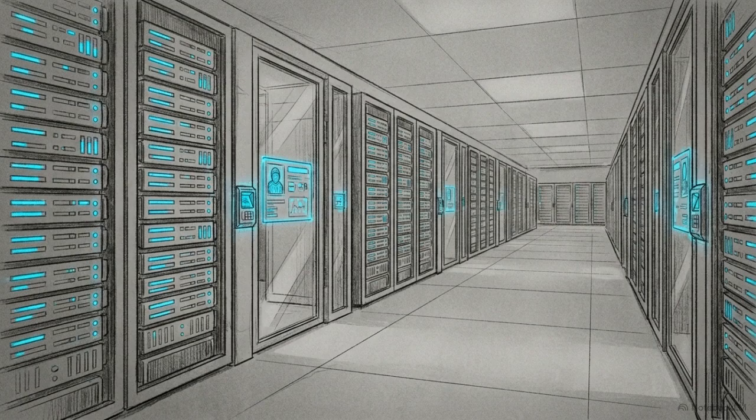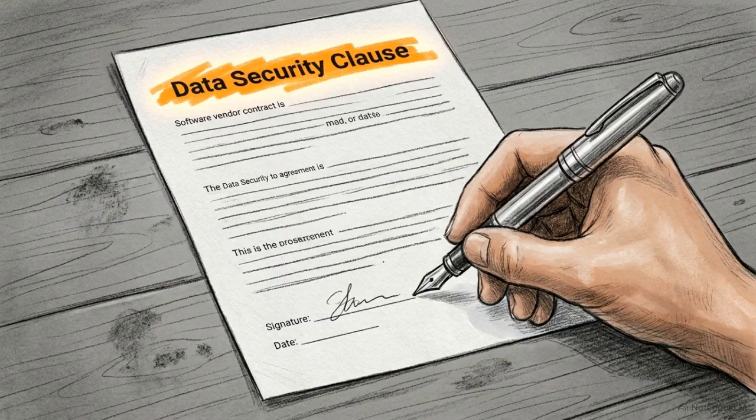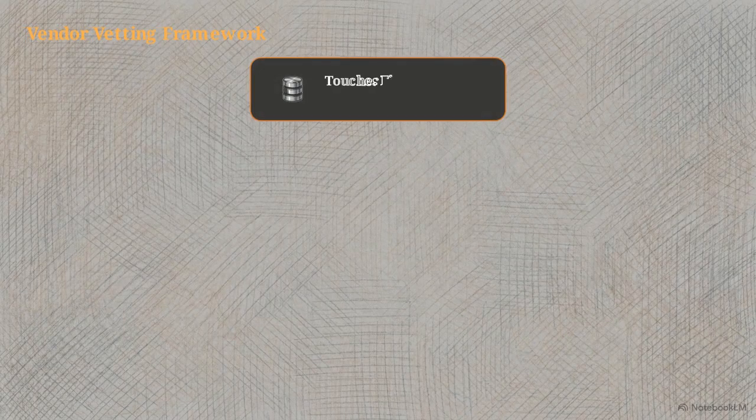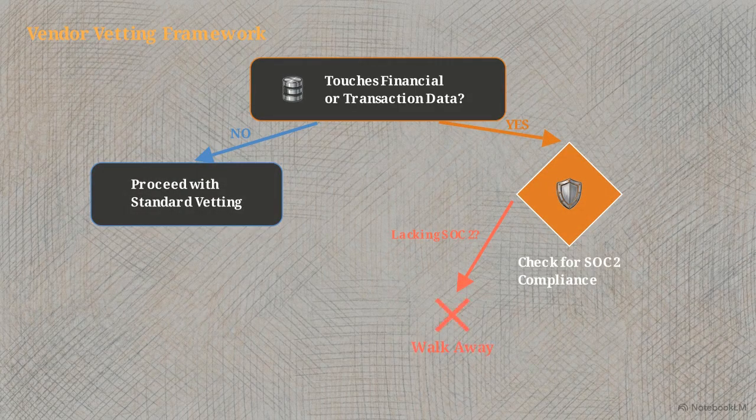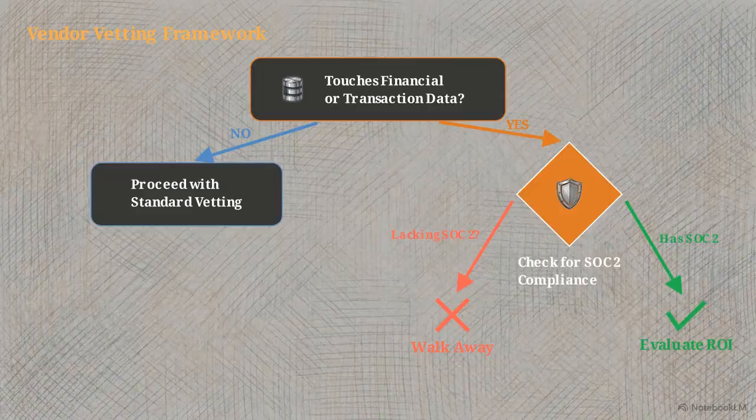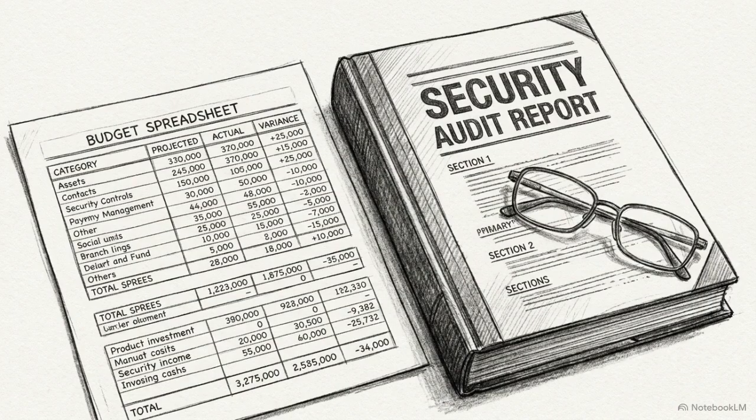preventable vulnerabilities. Knowing the theory is helpful, but you need a way to apply this the next time a vendor sends you a contract. This vendor vetting framework removes the guesswork. First, does this tool touch financial or transaction data? If no, proceed with standard vetting. If yes, check for SOC 2 compliance immediately. Lacking SOC 2, walk away. With it, evaluate their ROI. Following this framework stops budget chasing from compromising your brokerage's security standards.